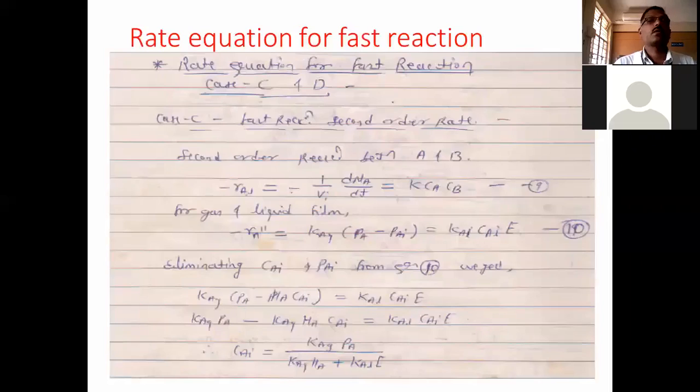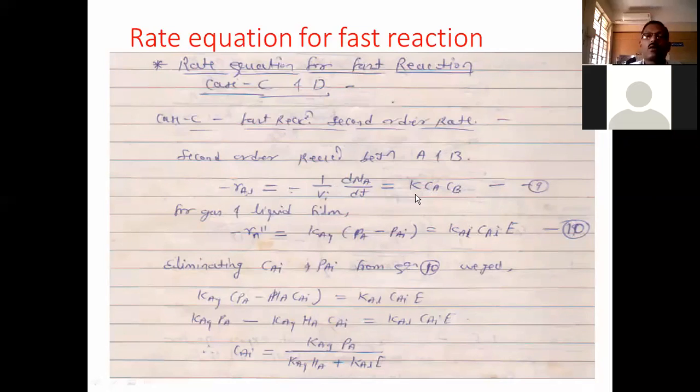In a similar way, we determine the rate equation for the fast reaction, for cases C and D. Case C is a fast reaction, and it is a second order reaction: A plus B gives the product. For a second order reaction of A and B, minus RA is equal to minus 1 upon V into dN upon dt, which is equal to K into Ca into Cb. It depends on the bulk of the liquid, so the rate is K into Ca into Cb.